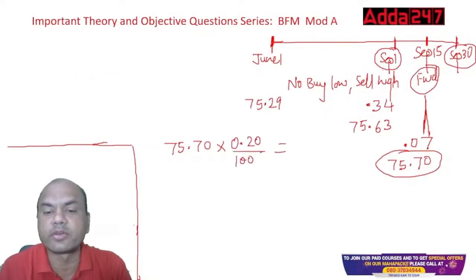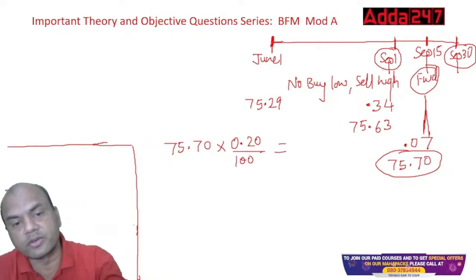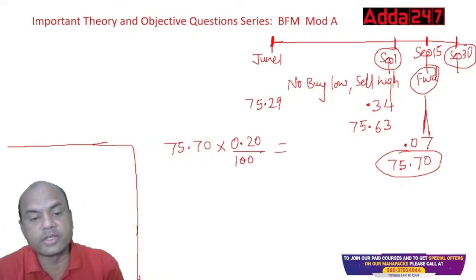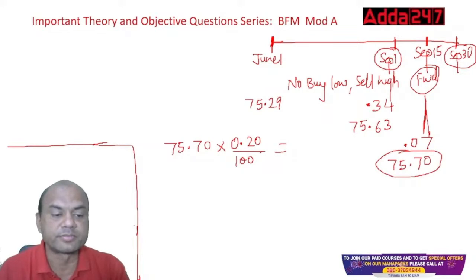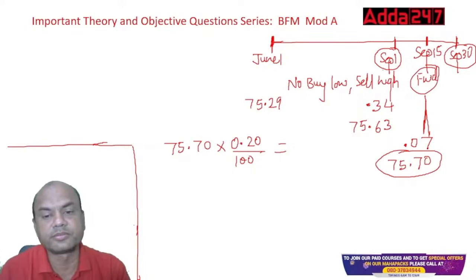What is the answer you're getting? Try it on the calculator, everyone. Everyone should be able to do this now. Fast. Try it on the calculator. What is the answer you're getting?